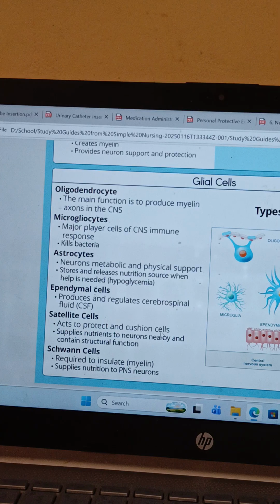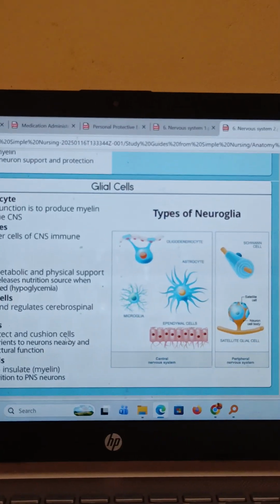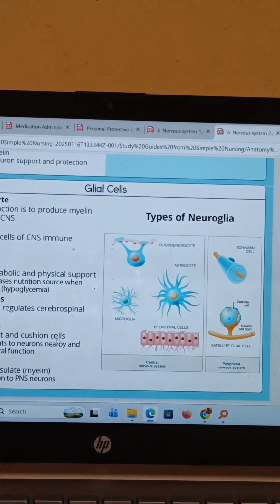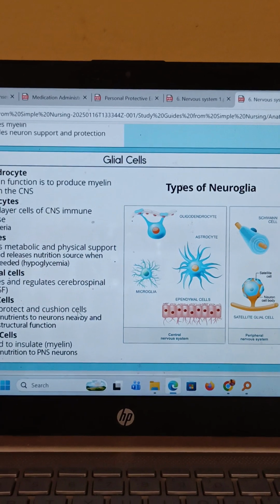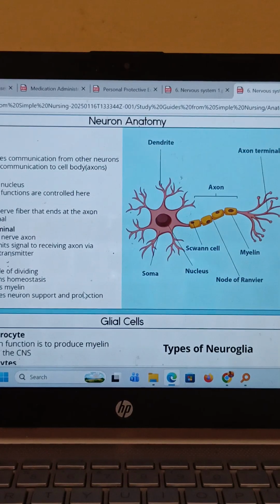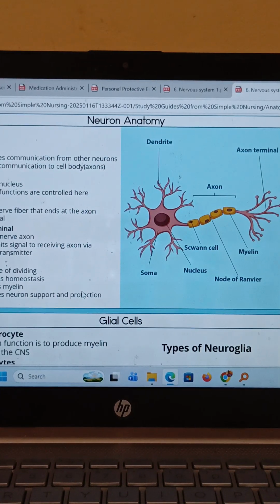What about the microgliocytes? They are major player cells of the central nervous system, and they play a role in the immune response. In other words, they kill bacteria. What about the oligodendrocytes? The main function is to produce myelin around axons in the central nervous system. So that is something about the Glial cells. We've also looked at the neuron, its structure, its anatomy, and also its function.